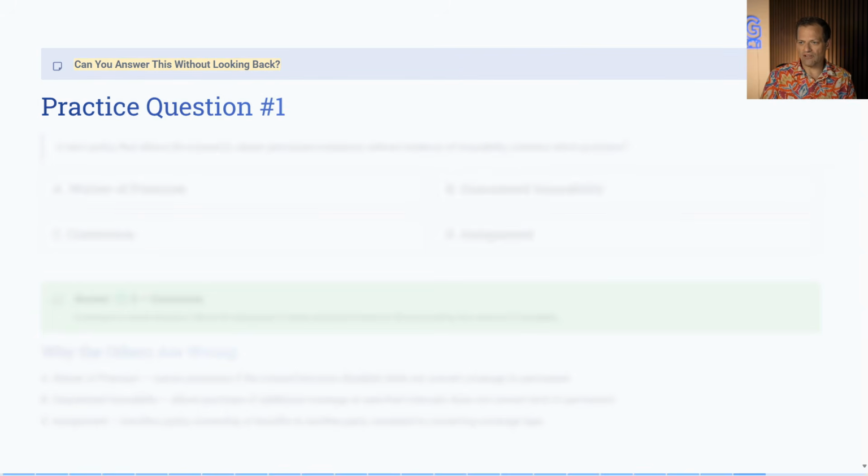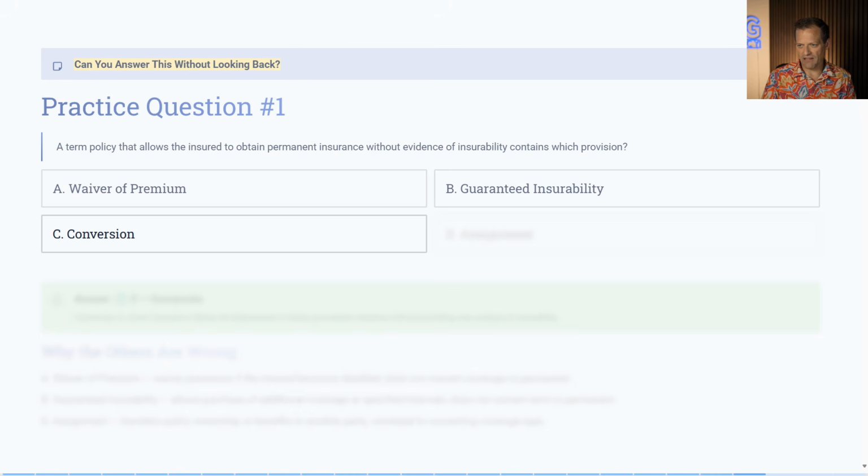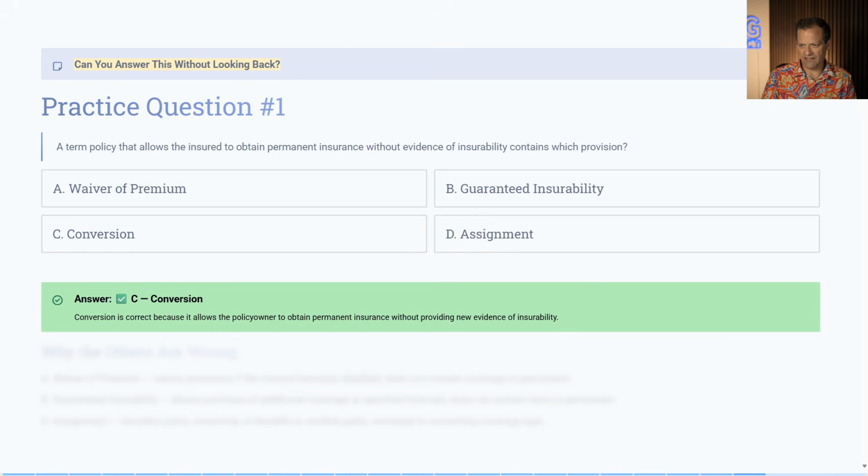And then here's the question. Don't look back. See if you know this, okay? A term policy that allows the insured to obtain permanent life insurance without evidence of insurability contains which provision? Waiver premium, guaranteed insurability, conversion, or assignment? The answer is C, conversion. Conversion is correct because it allows the policy owner to obtain permanent insurance without providing new evidence of insurability.